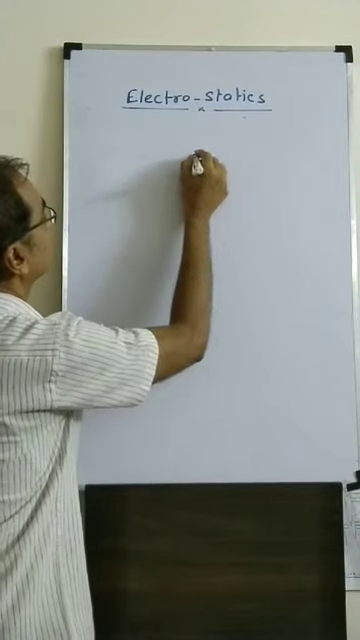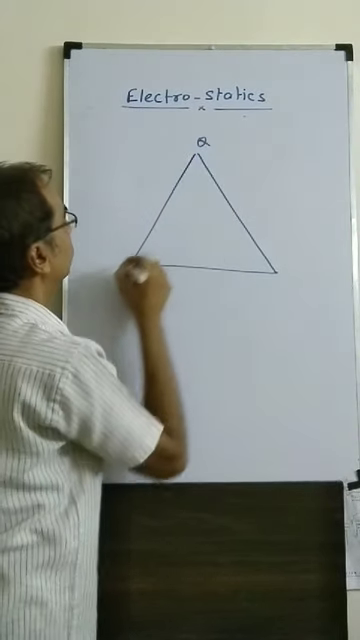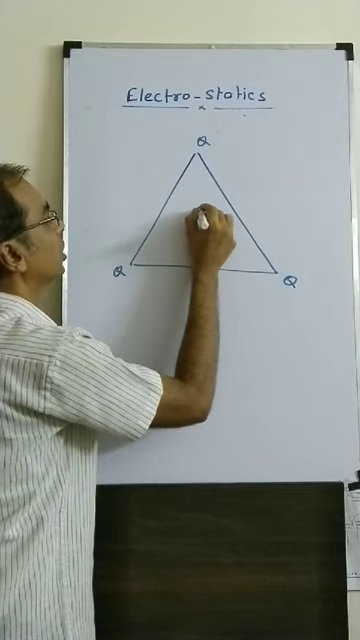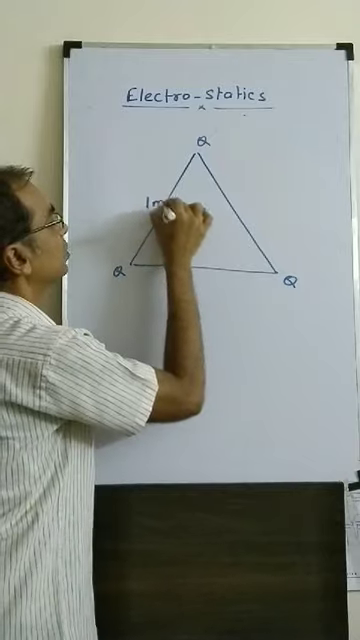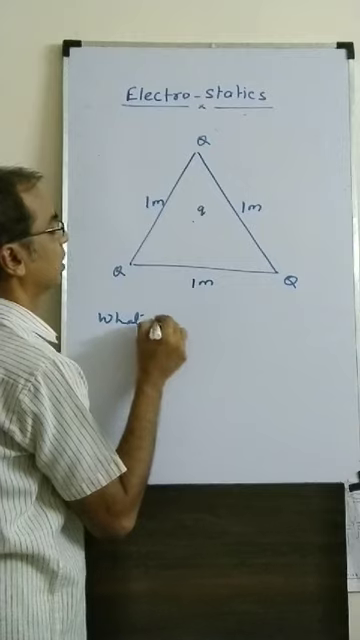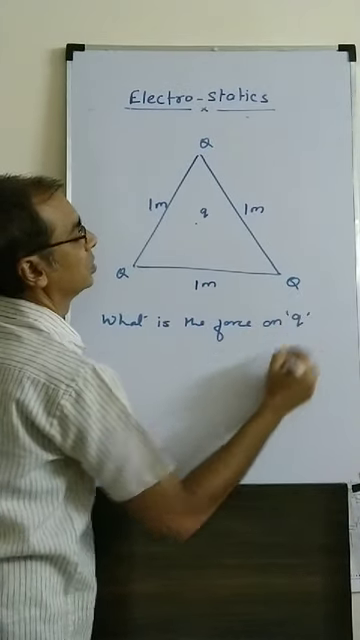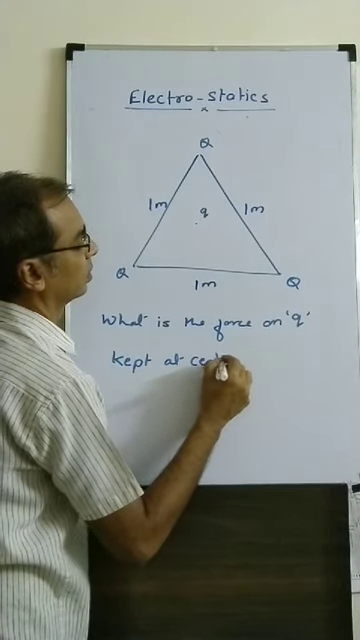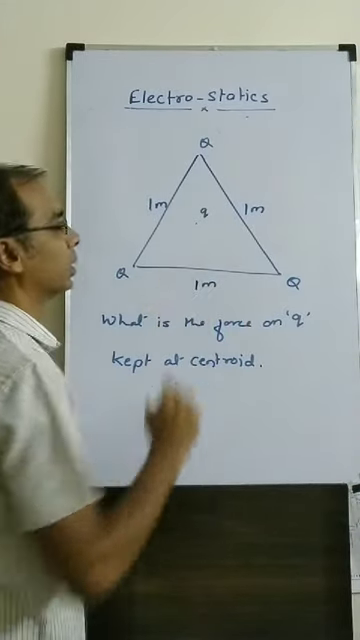But this time I am asking you, if at the centroid I am going to keep a charge Q, what is the force on that? This is 1 meter, this is 1 meter, this is 1 meter. What is the force on the Q charge kept at the centroid of the equilateral triangle? Okay, what is the force on this one?